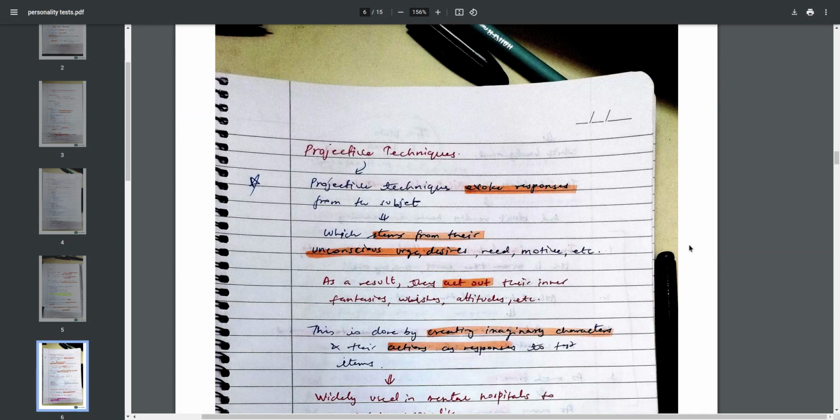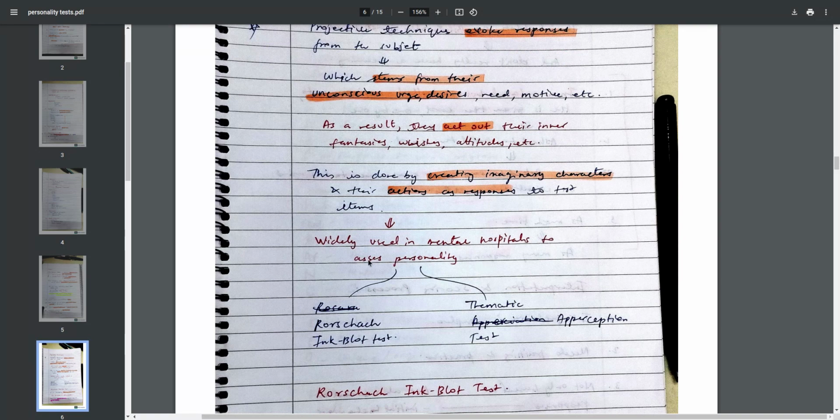Then projective techniques. We've already spoken about this. They evoke responses from the subject, which stem from their unconscious urges and desires. As a result, they act out their inner fantasies. This is done by creating imaginary characters and their actions as responses to the test items. So this is widely used in mental hospitals, because the subjects are incapable of answering themselves, and we've already discussed the criticisms of the inventory. So yeah, this is used.